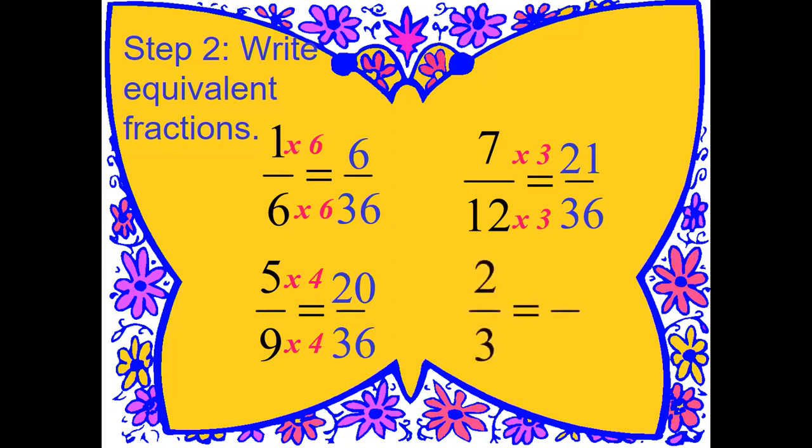Now here we have 2/3. All right, so we're going to make an equivalent fraction to 2/3. So we're going to multiply by 12. So 2 12s, 24. I must also multiply my 3 by 12. So 3 multiplied by 12 gives us 36. So 2/3 is equivalent to 24 over 36.